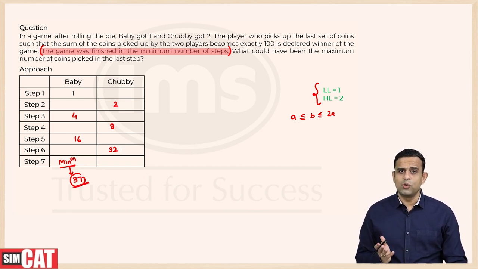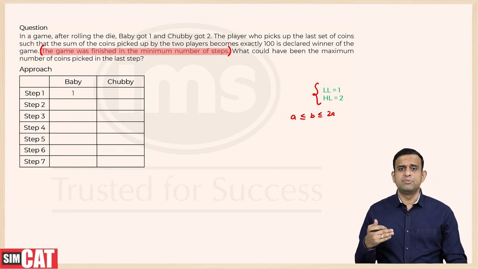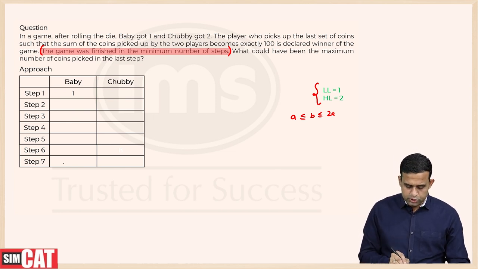But the task was not to find the least number of coins to be picked in step number 7, but to find the maximum number of coins to be picked in step number 7. And in this particular case, what we will do is take an arbitrary number, and we will see whether that number is possible or not. So suppose in step number 7, the maximum I take is 50.